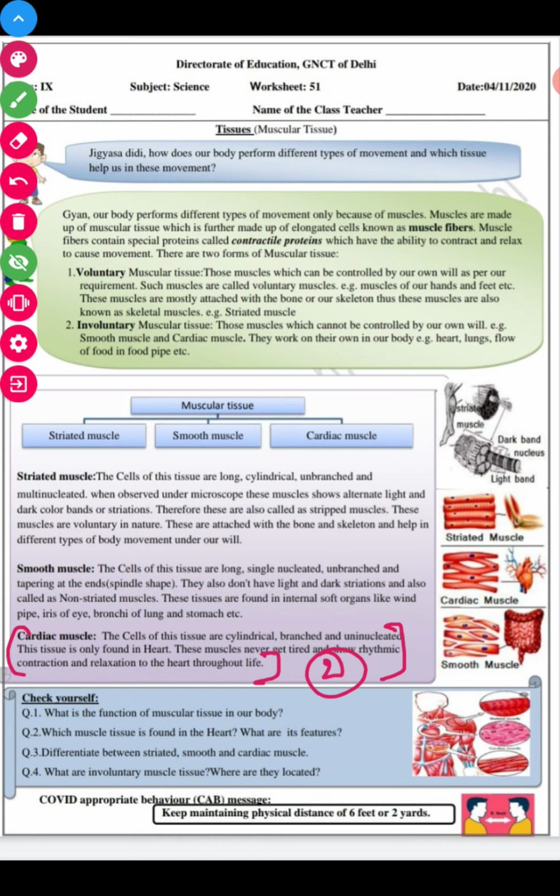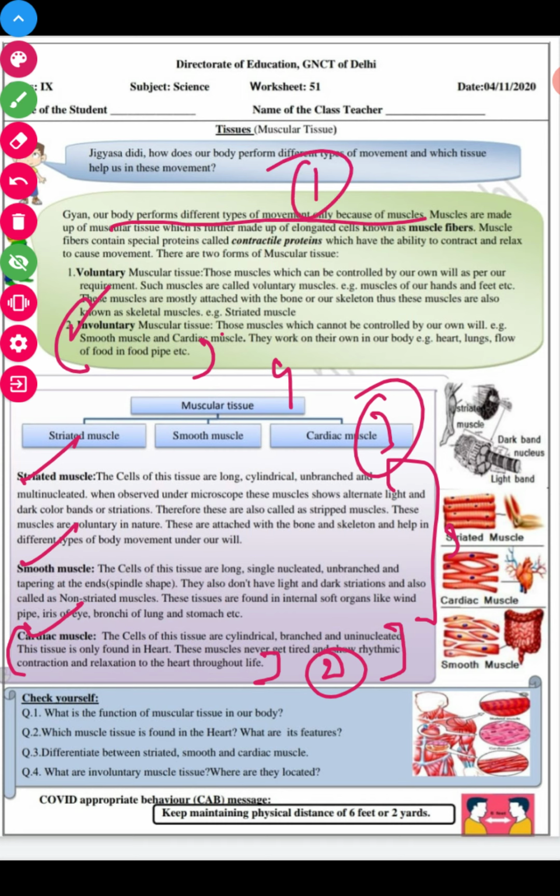Difference between striated, smooth and cardiac: you have to write these three in tabular form. What are involuntary muscle tissues and where are they located? Write that there. Involuntary muscles and they are located in this is the answer to your fourth question. This is the answer to your third question. This is the answer to your first question. So this is all about your today's worksheet.